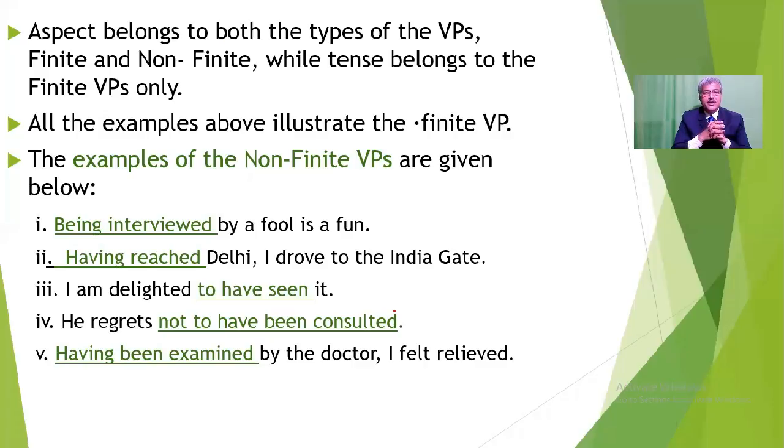For example, being interviewed by a fool is fun. So here, being interviewed, it is -ing, perfective progressive aspect. Having reached Delhi, I drove to the India Gate. This is an example of non-finite VP. I am delighted to have seen it. There is aspect, dear learners. Having reached, perfective progressive aspect. To have seen. He regrets not to have been consulted. Not to have been consulted is a non-finite verb phrase. Having been examined, again this is an example of non-finite verb phrase. Having been examined by the doctor, I felt relieved.